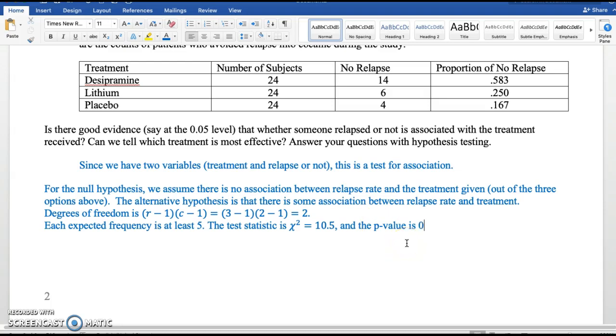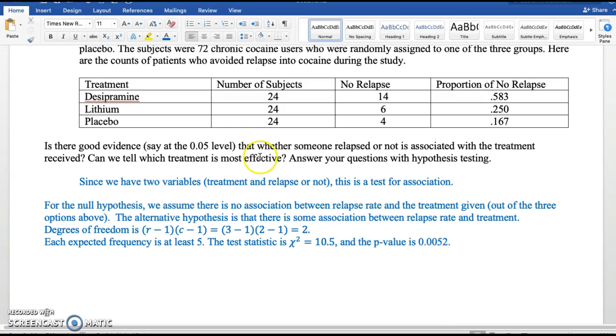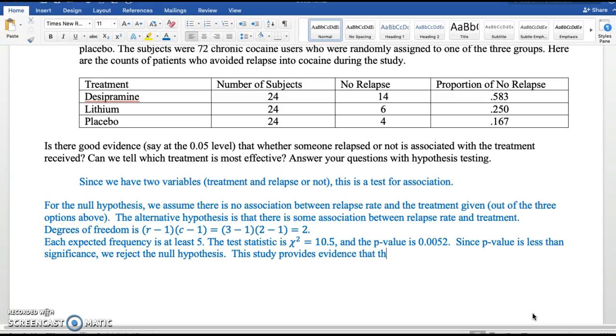We get 0.0052. All right, the p-value is significantly less than our 5% significance level. So since the p-value is less than the significance level, we reject the null hypothesis. This study provides evidence that the treatment type and whether a patient relapses or not are associated.